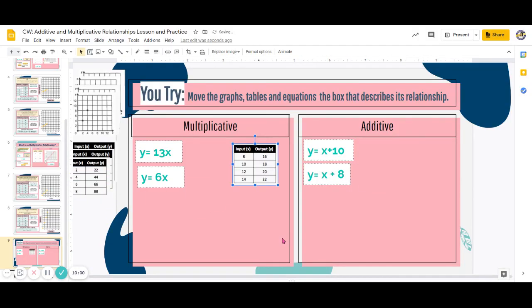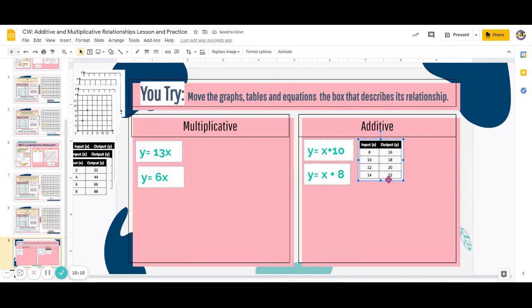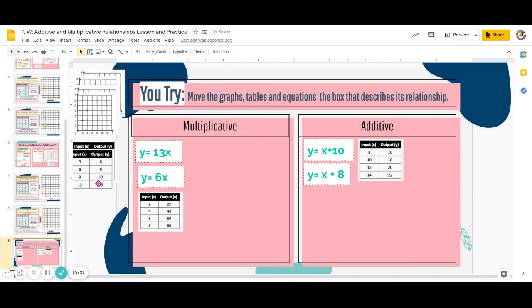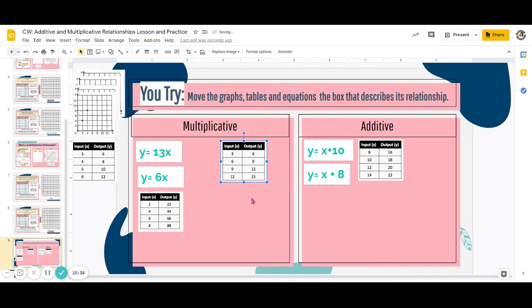Very good. Okay, let's look at a table. How do I get from 8 to 16? I can add 8 or times 2. What happens here? 10 to 18. Well, times 2 would be 20, plus 8 would be 18. That is additive. Okay, make sure it works throughout the whole table. How do I get from 2 to 22? Okay, either plus 20 or times 11. Looks like each of them are multiplying by 11. That's multiplicative. Okay. Let's go ahead and have you do those two on your own.